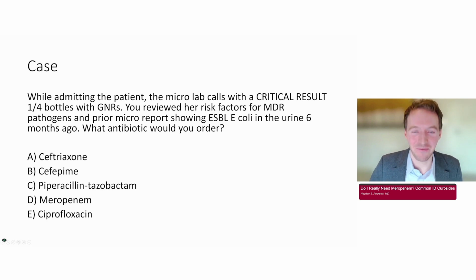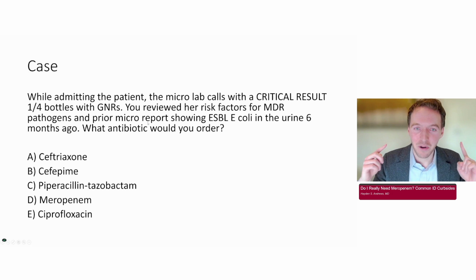Back to our case now. Okay, so we had our complicated UTI with sepsis. You're admitting the patient. You're told that they have 1 out of 4 bottles with gram-negative rods. So we think through our step 3, right? We classified the patient, and now we're ready to assess the severity, and we're ready to make our empiric choice.